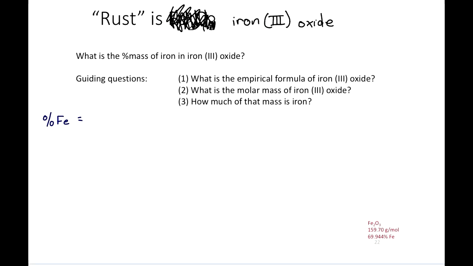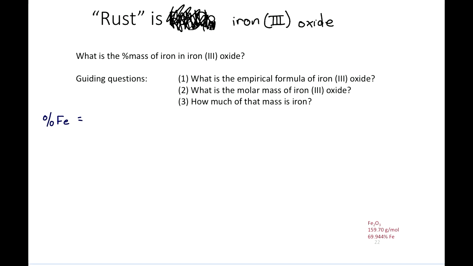Rust is iron(III) oxide. If you have the old notes, I accidentally put the formula there because I want us to practice chapter 2 material. If I give you the chemical name, in this case iron(III) oxide, we should be able to conjure up what that chemical formula is, because the chemical formula is super important for percent composition because we need to know how many of each element is present.